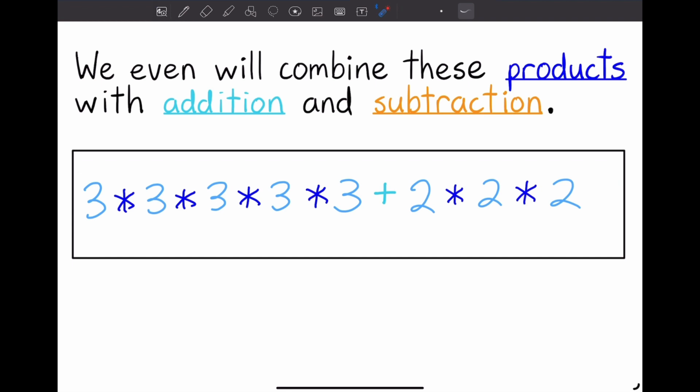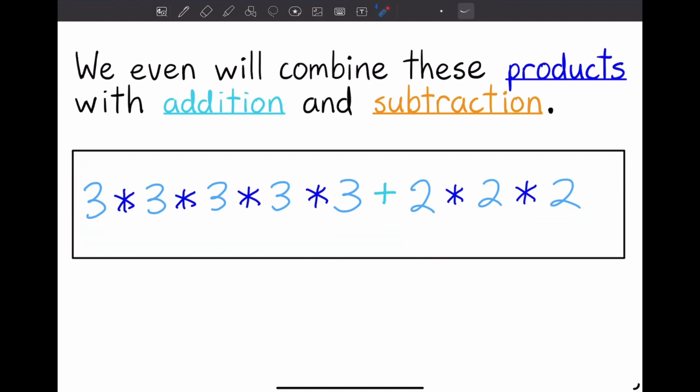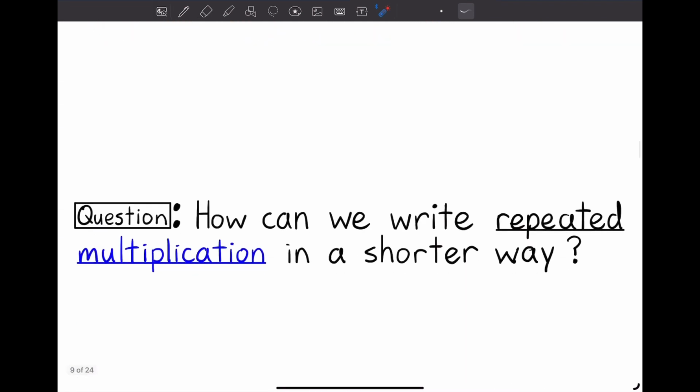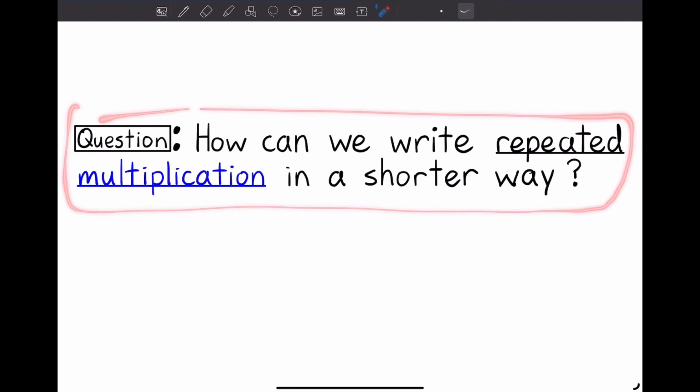If you look in the middle, it's hard to tell whether we add this 3 and 2 together or whether we keep them in their original products, calculate the value of these products, and then add them at the end. So just like repeated addition, we want to shorten the way we write repeated multiplication. And the question is, how can we write repeated multiplication in a shorter way?